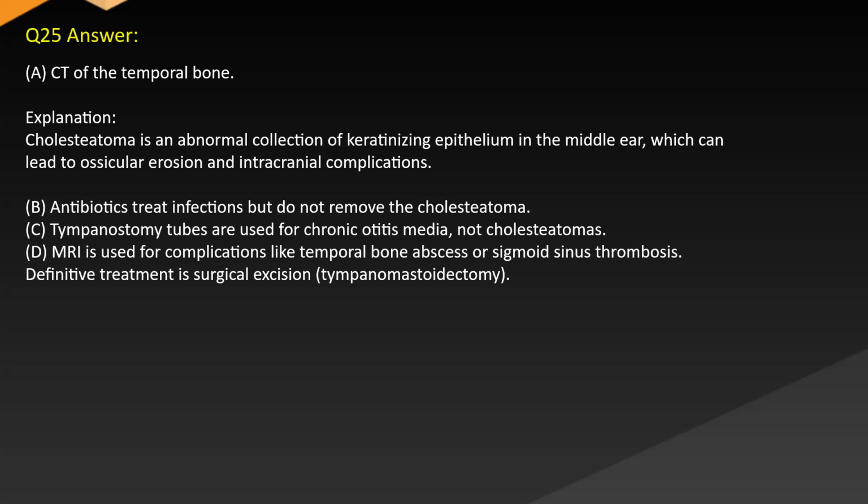Answer: A. CT of the temporal bone. Explanation: Cholesteatoma is an abnormal collection of keratinizing epithelium in the middle ear, which can lead to ossicular erosion and intracranial complications. B. Antibiotics treat infections but do not remove the cholesteatoma. C. Tympanostomy tubes are used for chronic otitis media, not cholesteatomas. D. MRI is used for complications like temporal bone abscess or sigmoid thrombosis. Definitive treatment is surgical excision, tympanomastoidectomy.